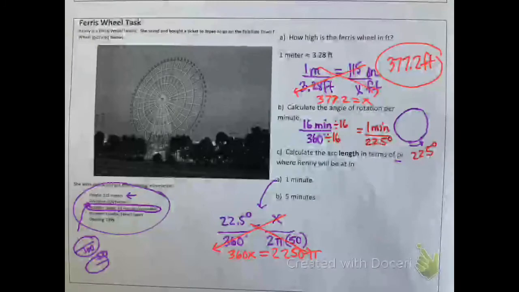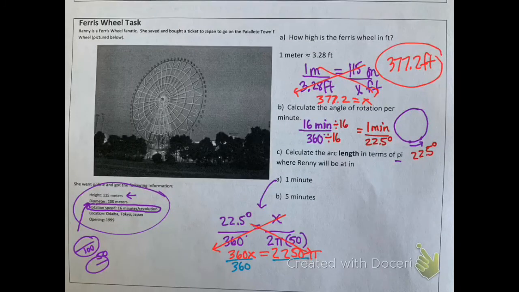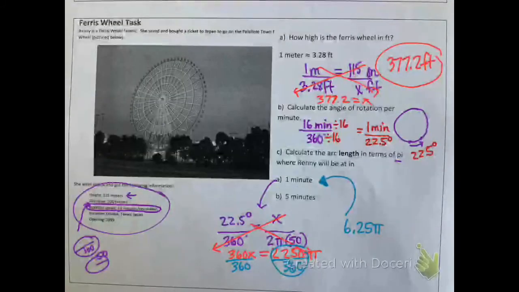So the last step is to divide both sides by 360. So ignoring pi, you're just going to take this and divide it by 360. So 2250, divide that by 360, and you get 6.25. So in terms of pi, it would be 6.25 pi. And if you want the full answer rounded to the nearest tenth, you would multiply 6.25 times 3.14, and you would get your final answer.